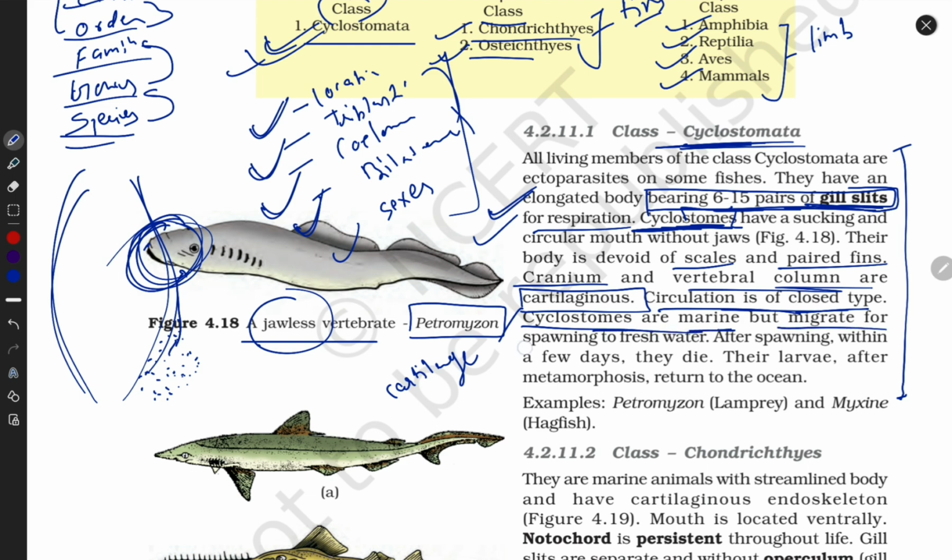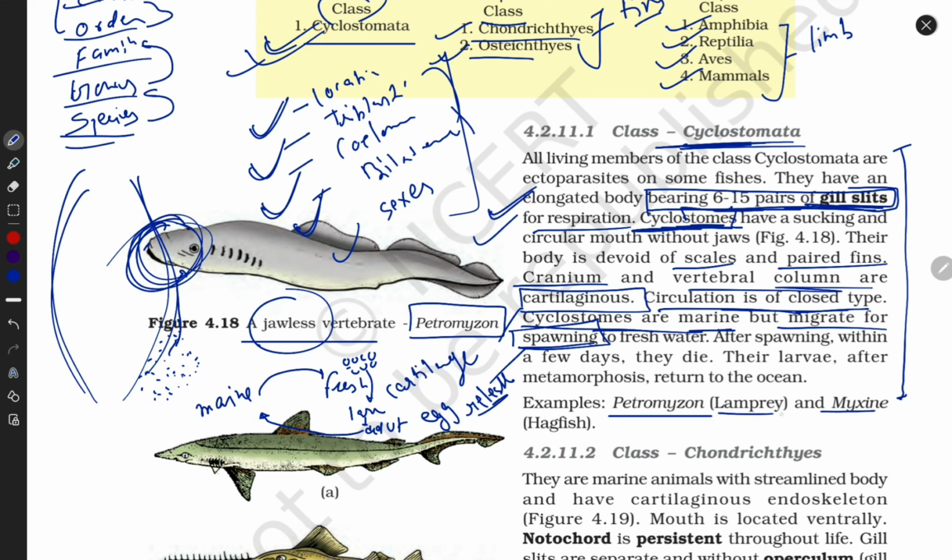Cyclostomata are marine but migrate for spawning, means when they want to release their eggs, they migrate from marine water to fresh water and release their eggs. When the larva comes out and becomes adult, they return to the sea. This is the spawning process. Alright, examples are Petromyzon and Myxine, lamprey and hagfish.